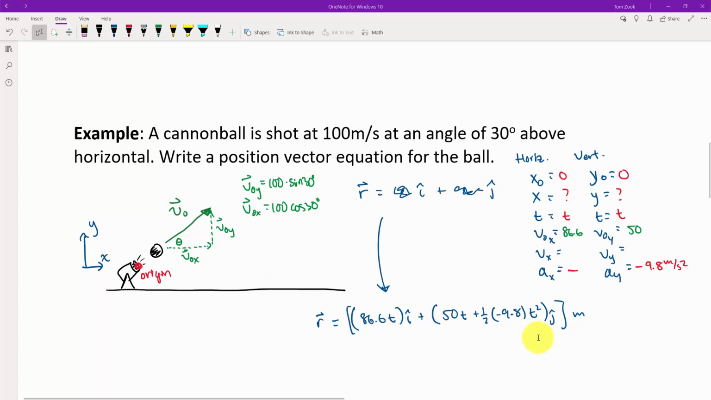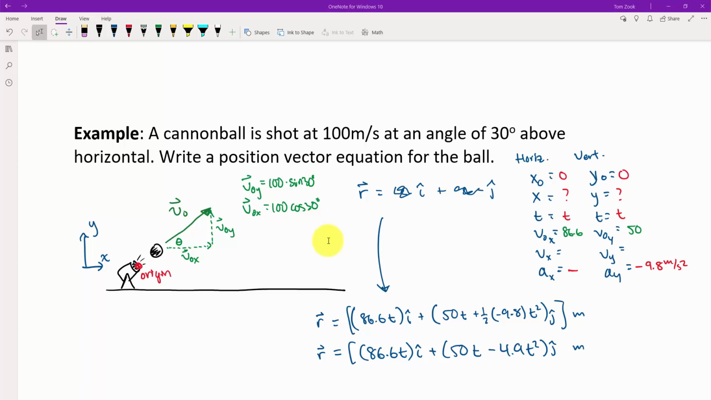So we've got a position function that will tell us where the object is in 2 dimensions. It'll give us a point relative to its starting position in space, like a coordinate point, that will tell us where it is at any given moment in time. But let's go ahead and simplify this just a little bit. We got 86.6t in the i direction plus 50t minus 4.9t squared in the j direction.